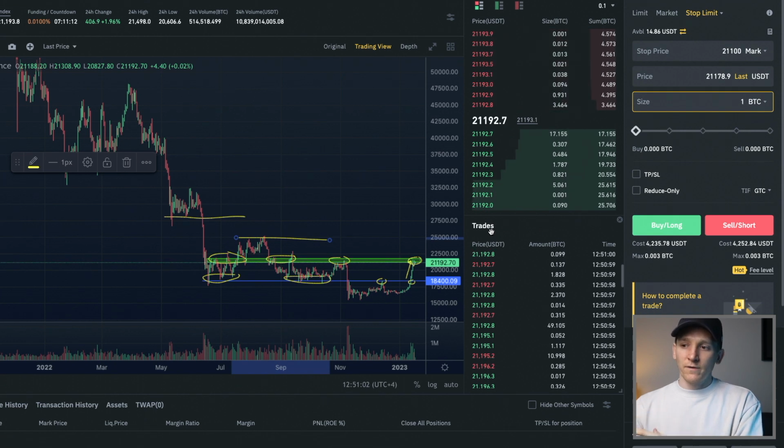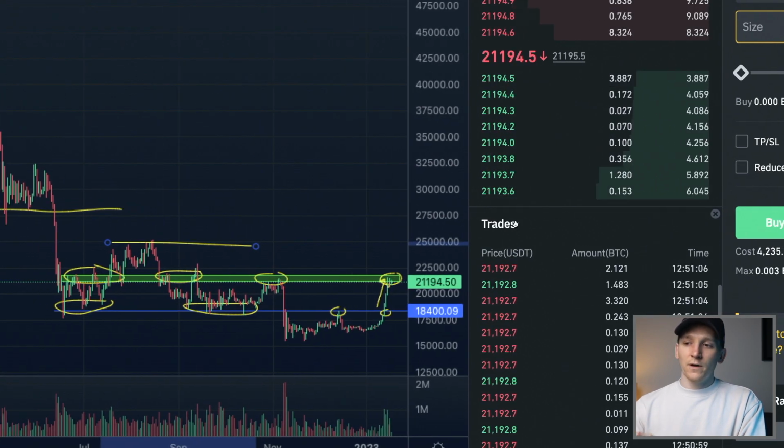So that's support and resistance. It's a little bit complex. I go through it a lot more in the crypto course, so if you're looking to get a bit more in-depth, a lot of videos in there will help you.